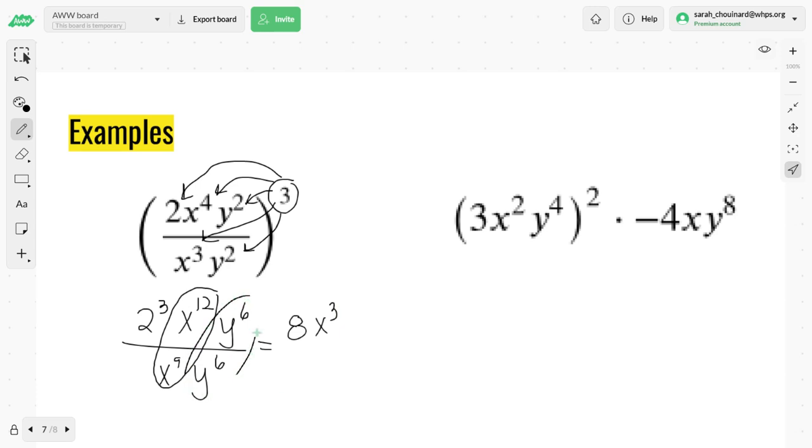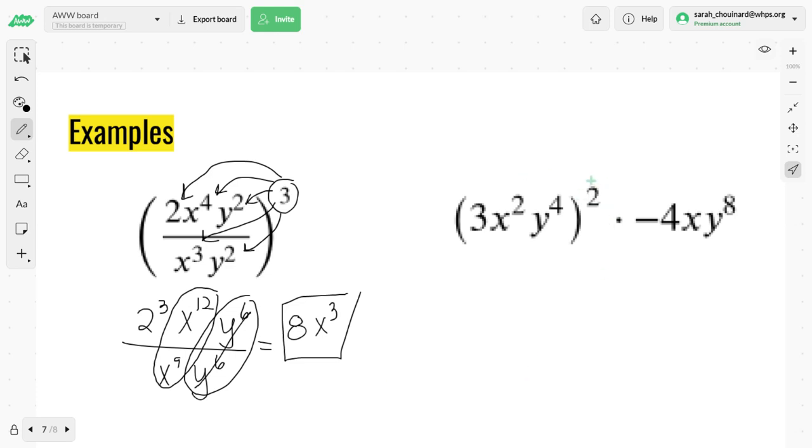For now, let's just say if we have y to the 6 divided by y to the 6, that's pretty much going to give us 1, because it's the same number being divided. So the y's are gone completely. We'll talk more about that type of exponent property in the next video. But we're going to get 8x to the third as our final answer.